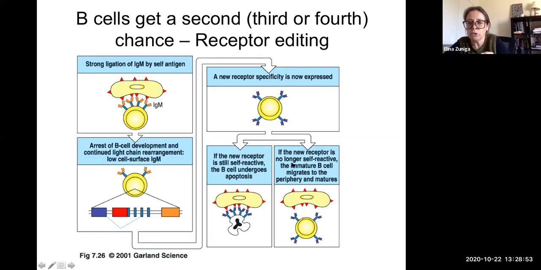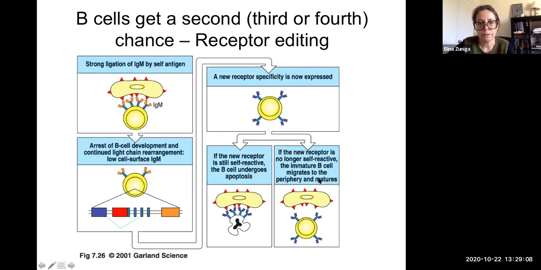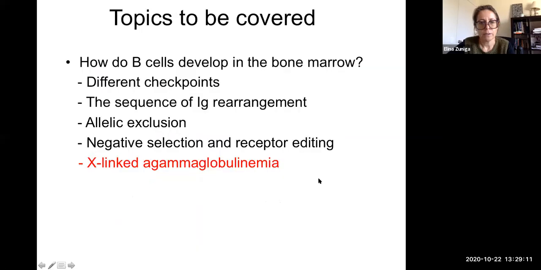If the new receptor is no longer self-reactive, the immature B cell will now express IgD and will migrate to the periphery to start circulating in the secondary lymphoid tissues. Okay. Any questions about that? So that's called receptor editing, and basically it is the mechanism that eliminates self-reactive B cells in the bone marrow.